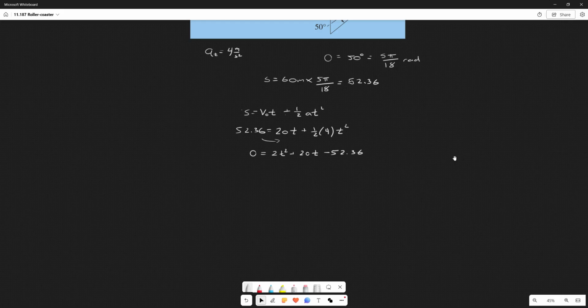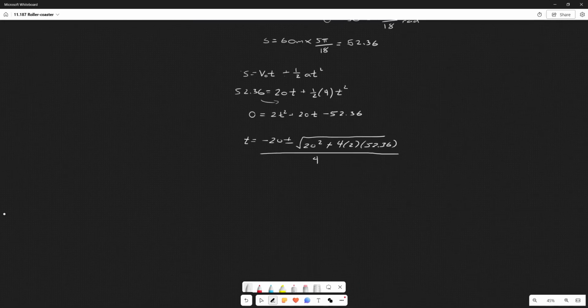This is a quadratic formula. I can solve it as such. I get that the time t equals negative b, which is negative 20, plus or minus the square root of b squared, 20 squared, minus 4 times a times c. Now c is negative, so there's a 52.36. I make this positive, and then I do all of this divided by 2 times a. That's 2 times a, which is just 2 times 2, which is 4.